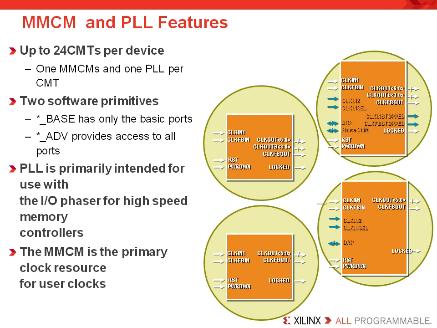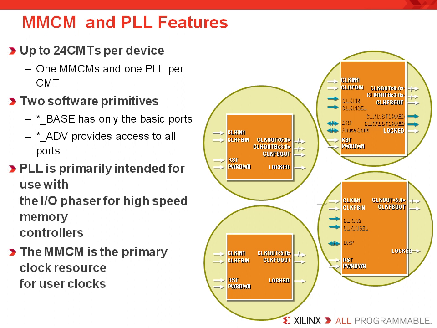Now, each clock management tile has one MMCM and one PLL. The 2 resources share some of the basic functionality, but the MMCM has some additional features for manipulating user clocks. While the PLL can also be used for user clocks, it is primarily intended to be used in conjunction with the I/O phaser and the I/O FIFOs for high-speed memory controllers. The CMTs perform frequency synthesis, clock deskew, and jitter filtering. Basically, everything the PLL and the DCM have done in previous device families.